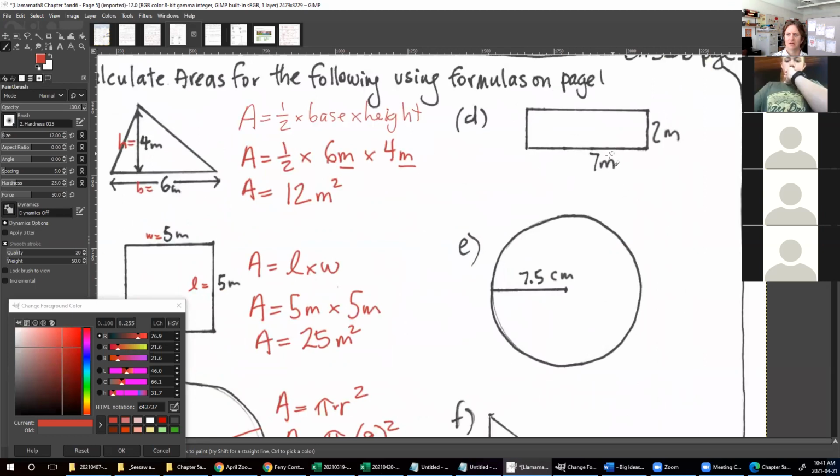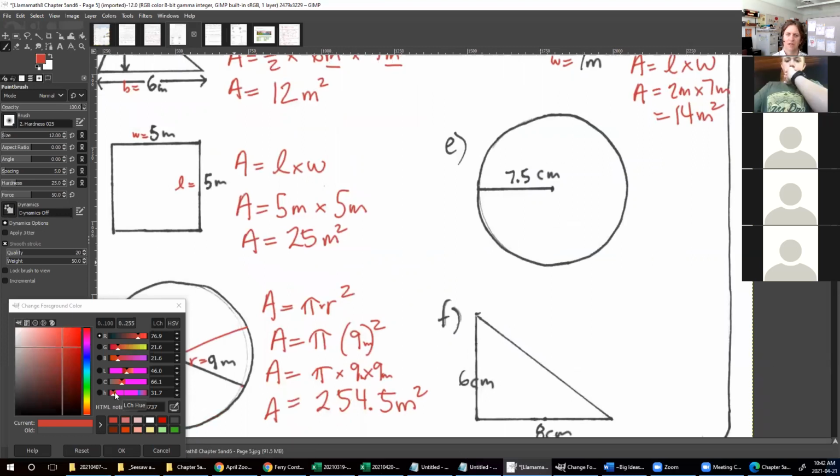The surface area of a rectangle is the same formula as the square. This is going to be area equals length times width. If I say this is the width and this is the length, area is equal to 2 meters times 7 meters, which is 14 square meters. Easy peasy.